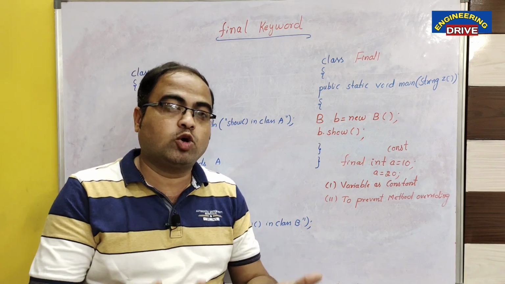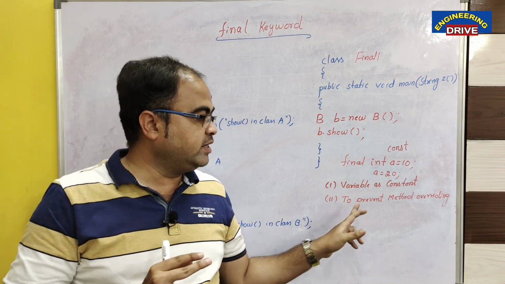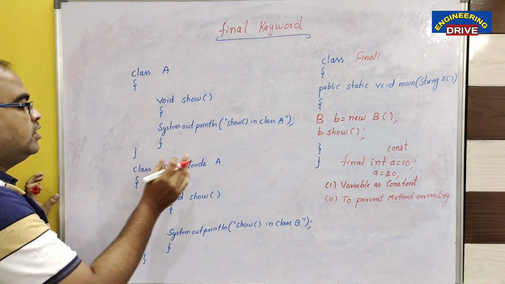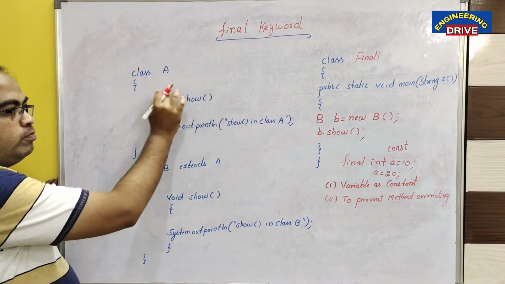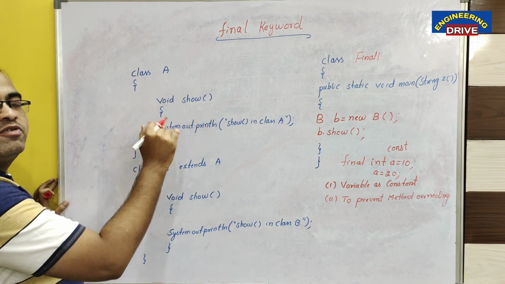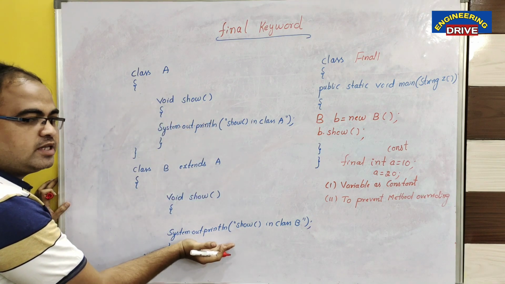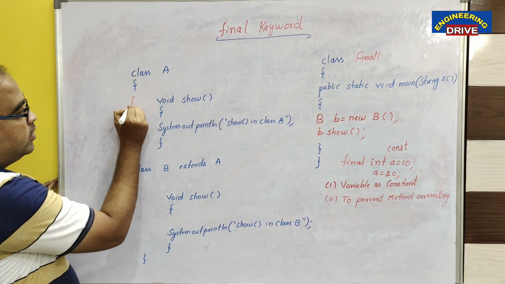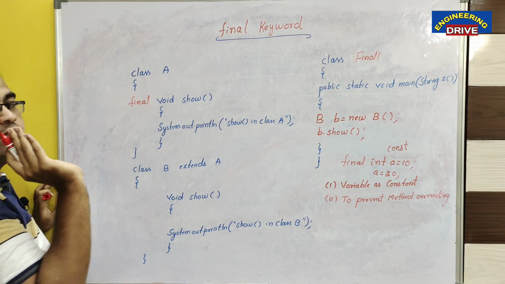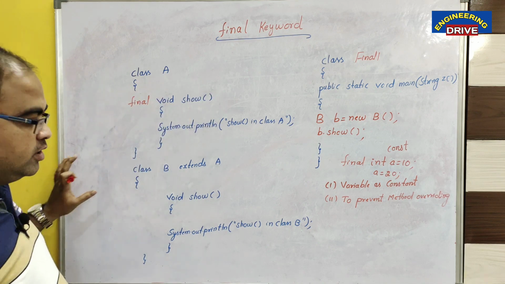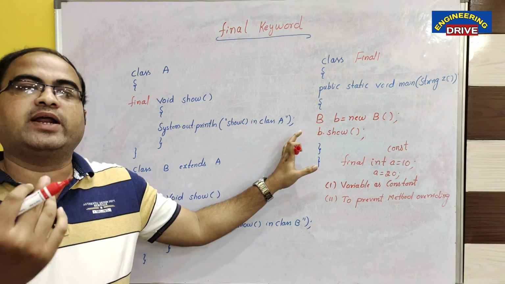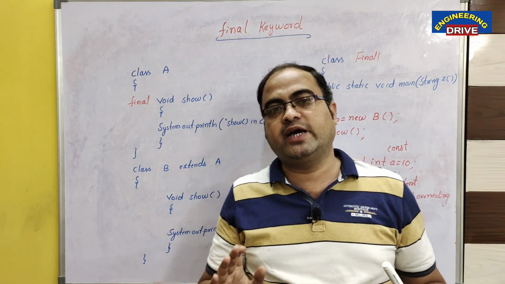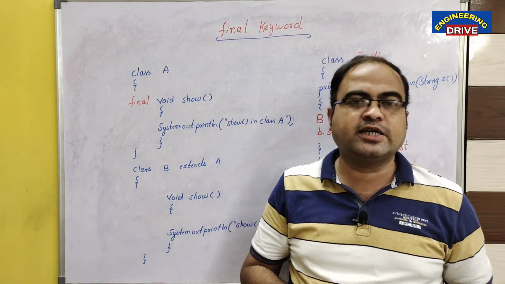Now if I don't want this overriding to happen, if I want to prevent method overriding, I can make use of the final keyword. Where to use it? Suppose I want to prevent this method from being overridden, because my subclass method is overriding the superclass method. So what I will do is make use of the final keyword before the method name. That's all. Final void show. Now if you execute this program, you will get an error. What error? The method which is declared as final cannot be overridden. Java will return this error to you.